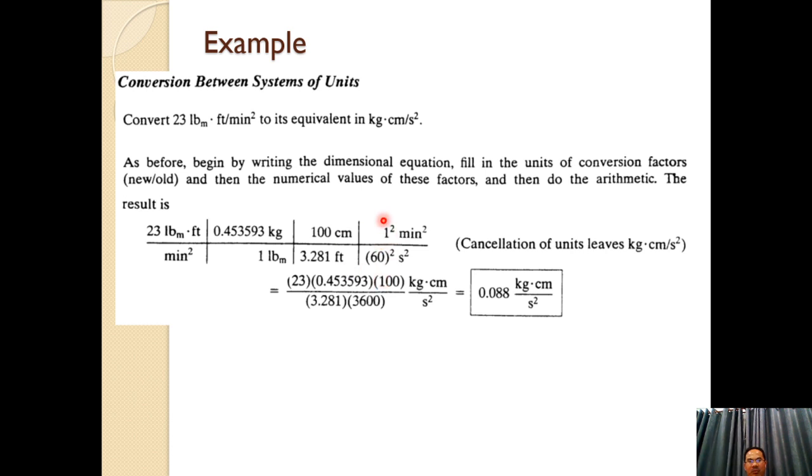But this term you have to square because the unit is squared. You have to square both value and unit. Pound mass you can cancel, feet you can cancel, minute you can cancel. And then you get the unit kilogram centimeter per second square with this value. That's like the previous example, where we changed the unit to the equivalent unit. But in this one we change the system of units, from the American Engineering System to the SI unit or CGS unit.